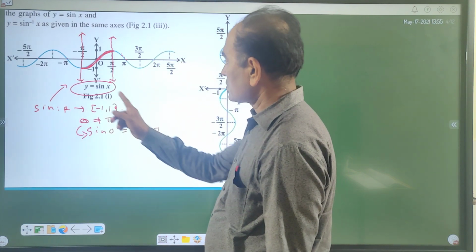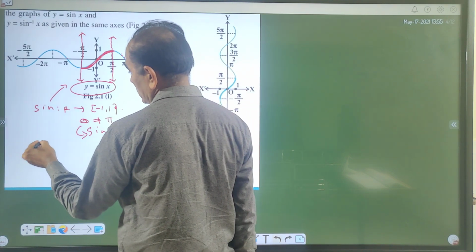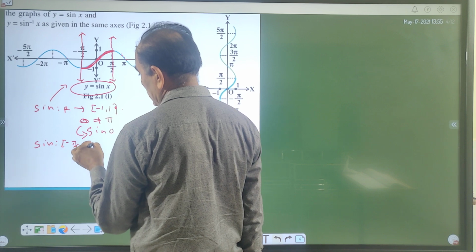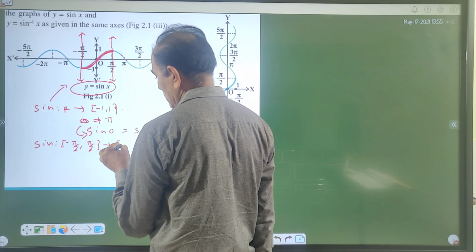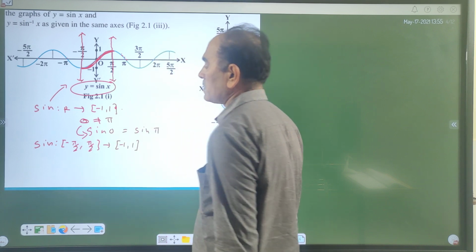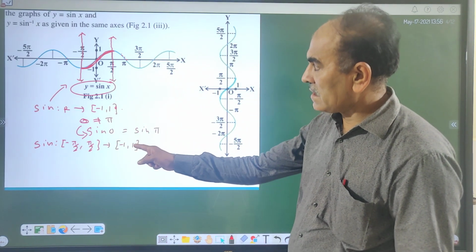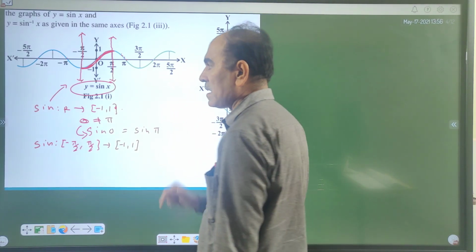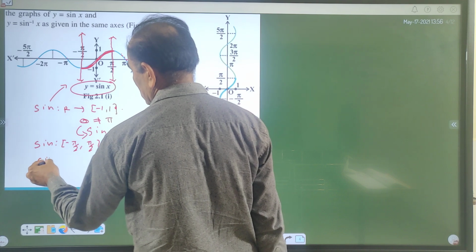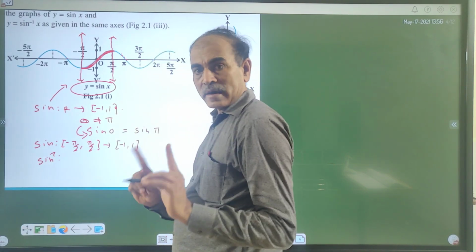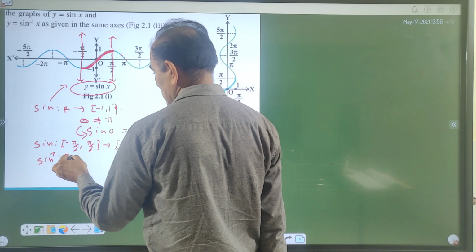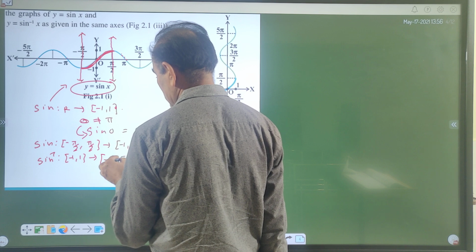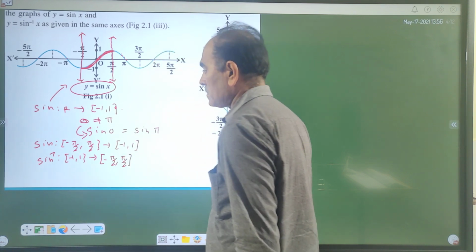So if we write sine from the closed interval minus pi by 2 to pi by 2 to the closed interval minus 1 to 1, in that case this function is 1-1 and onto. So for this part, sine inverse exists. And it is from where to where? It is nothing but from the closed interval minus 1 to 1 to the closed interval minus pi by 2 to pi by 2.